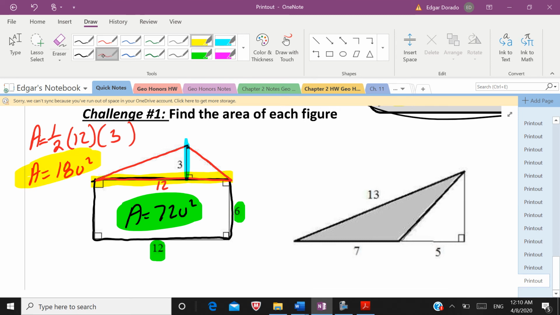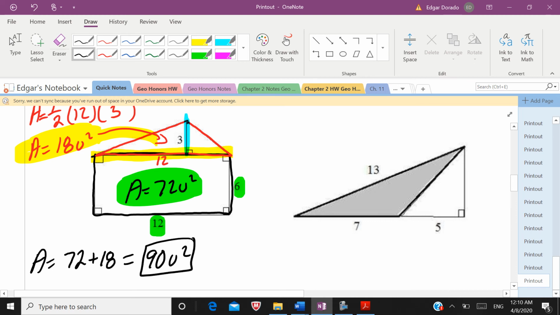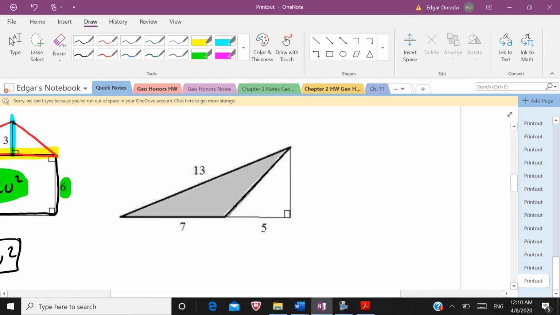So now we have everything we need. That's the area of this triangle here. So what am I going to do? To find the area of the figure, I am going to do 72 plus 18 for a total of 90 units squared. The area of the entire figure is going to be 90 units squared. All right, let's move on.